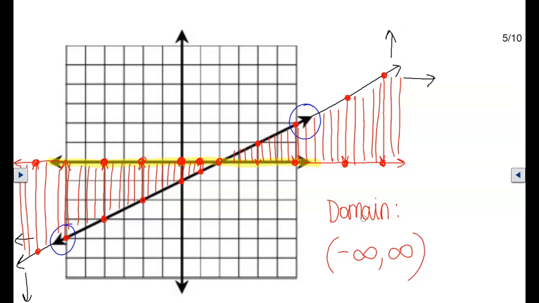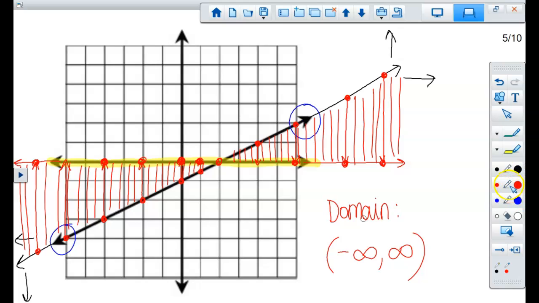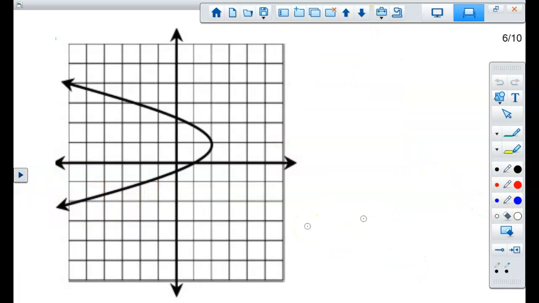So this is a domain that would be infinite because of the fact that this line goes to the left forever and it goes to the right forever, which means that I will have points forever that can be traced back to the x-axis. So this line actually uses every single x value to make the graph. All right, notice on this one, again, we have these arrows.